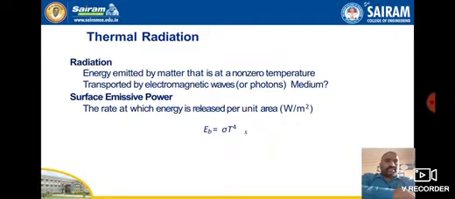So one more concept, that is surface emissive power. Surface emissive power is nothing but the rate at which the energy is released per unit area. That is E_b equal to sigma T to the power of 4. So what is E_b? That is the emissive power of the black body. So that is sigma into T to the power of 4. What is sigma? Sigma is the Stefan-Boltzmann constant, that is 5.67 × 10 to the power of minus 8 watt per meter square Kelvin raised to 4, and T is the surface temperature.